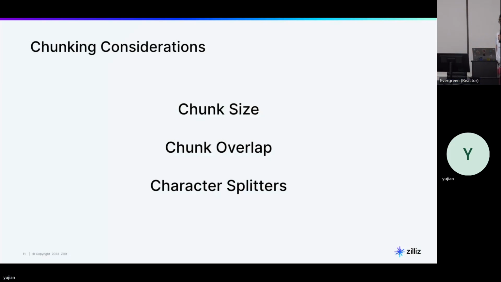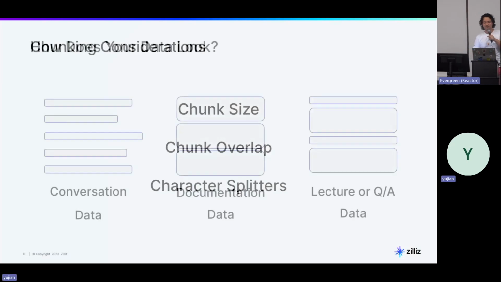There probably are other considerations, but the three considerations that I break chunking down into are chunk size, which is the number of characters in your chunk, chunk overlap, which is the amount of overlap between your chunks, and character splitters, which is a specific way to split your data that is not necessarily related to exactly what the chunk size is. And you'll see this in one of my examples.